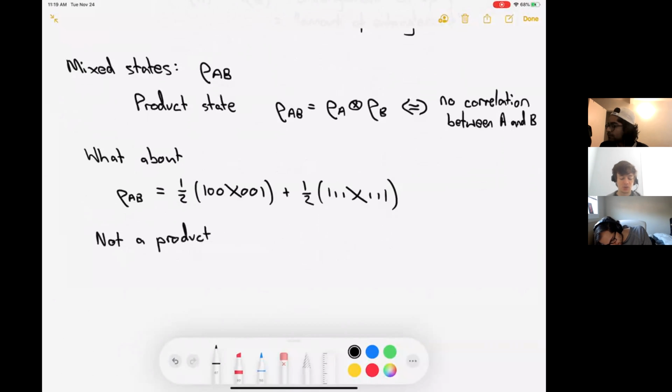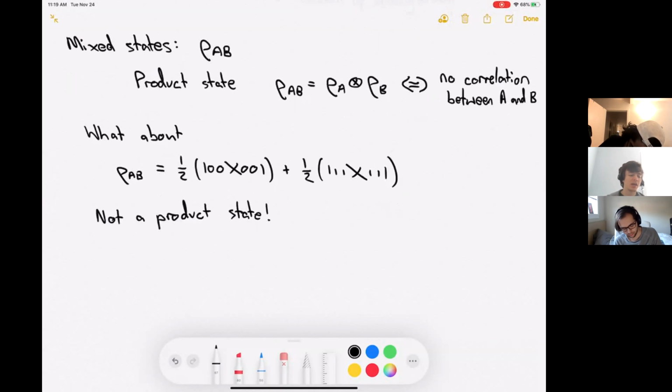In particular, if you measure that the system A is in state 0, you always measure that the system B is also in state 0. Similarly, if you measure system A is in state 1, you'll always measure that system B is in state 1. But if you just measure one of them, it's random whether it's 0 or 1. That's we have correlation between system A and B.